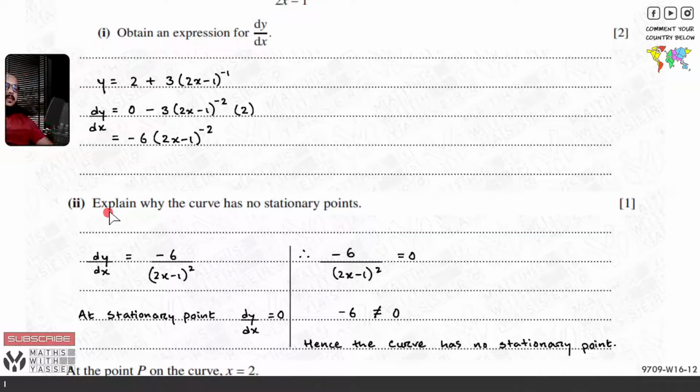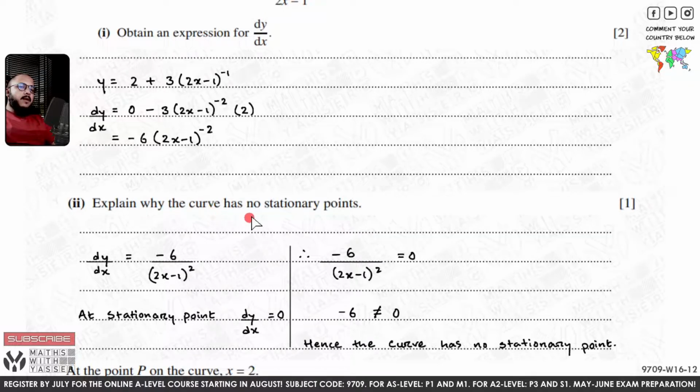In the next question, it says explain why the curve has no stationary points. So this was the dy by dx, and we know that at a stationary point dy by dx equals 0. Now let's put it to the test. Minus 6 over (2x minus 1) whole square equals 0 if the curve has a stationary point. After cross multiplying, minus 6 becomes 0, which is not possible. Hence the curve has no stationary point.